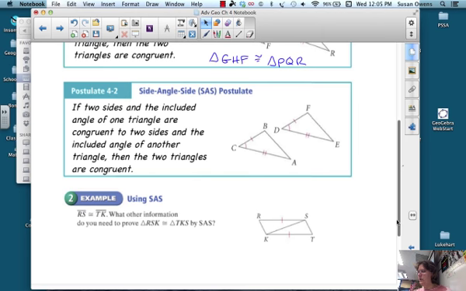Okay, so here notice what we have. We have two sides, CB and DF, that are congruent. We also have two sides, CA and DE, that are congruent. And then the angle that is congruent is the angle that's between those two sides.